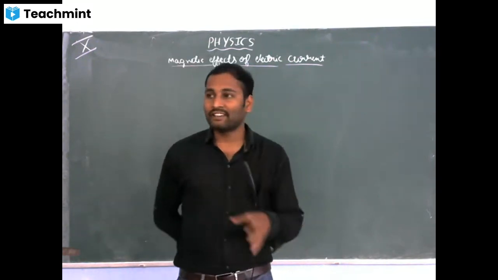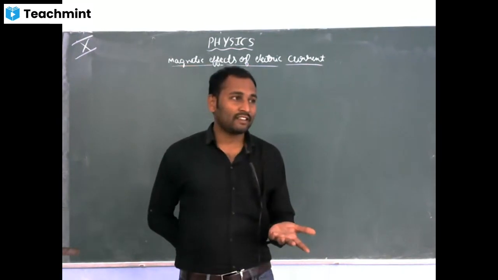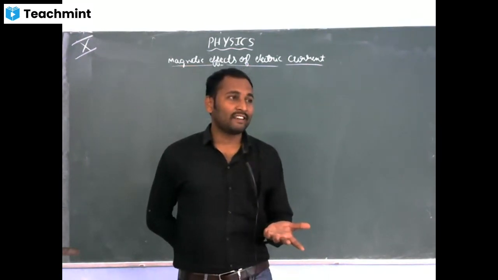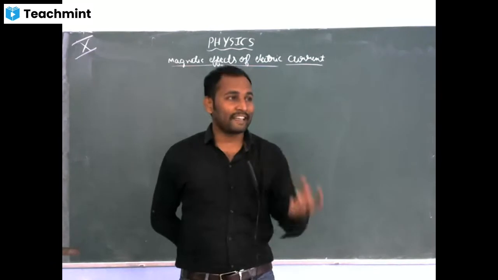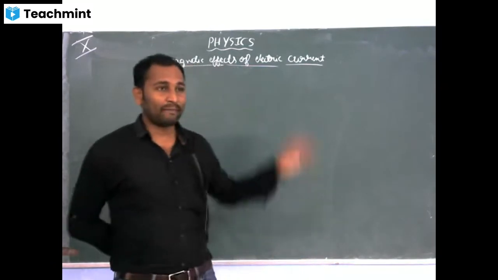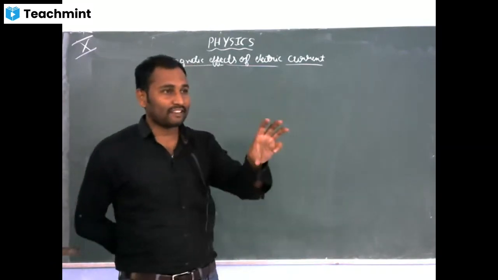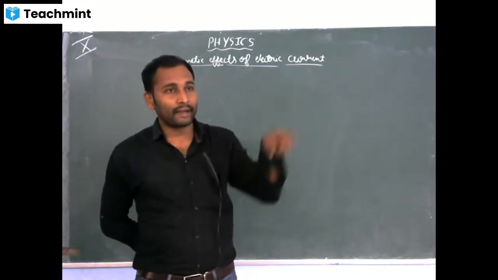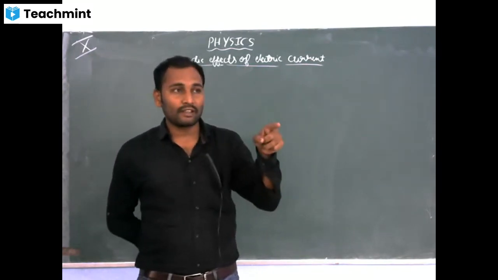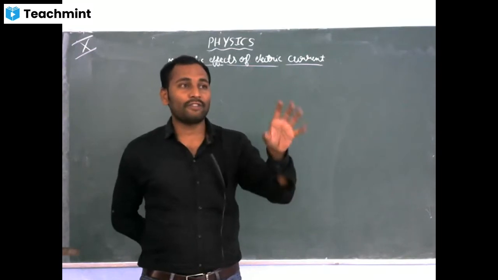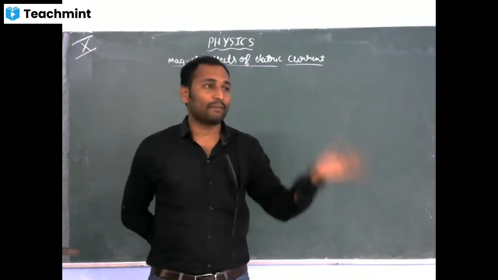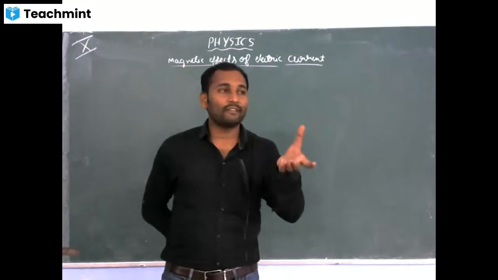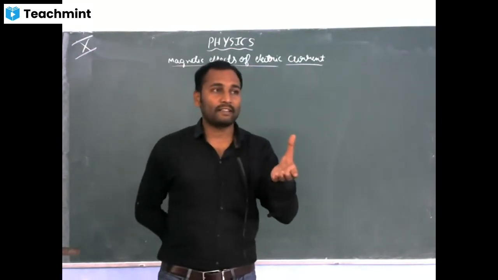You know a cricket field. What is a cricket field? It is a field where the cricket game is played. In the same way, a magnetic field is a field. What is that field? It is a region around a magnet which exerts a force of attraction or force of repulsion. That field we call a magnetic field.